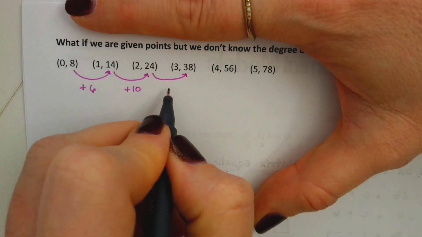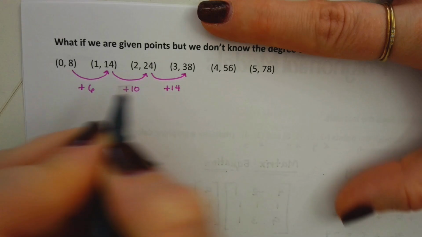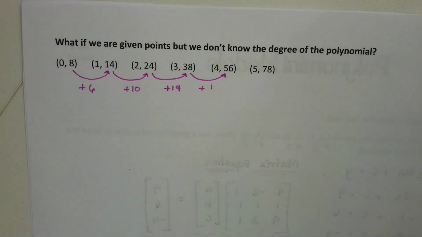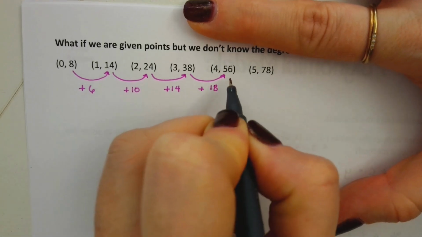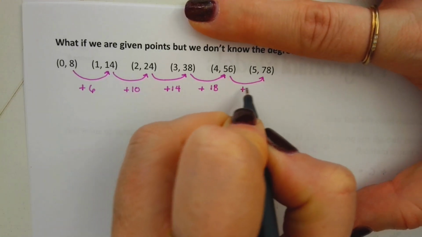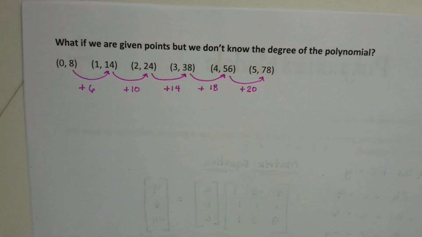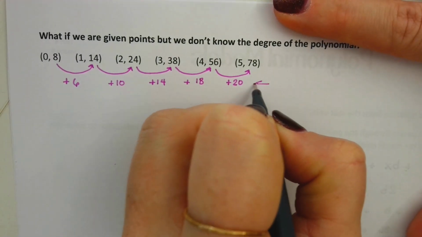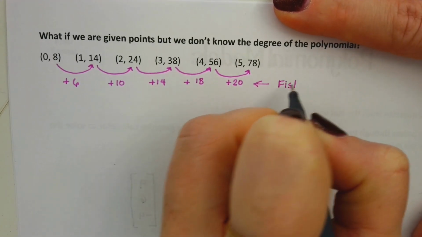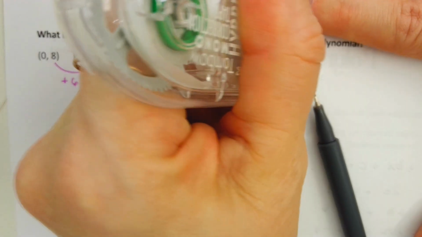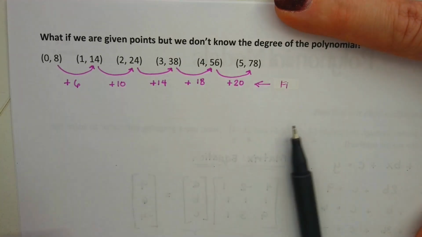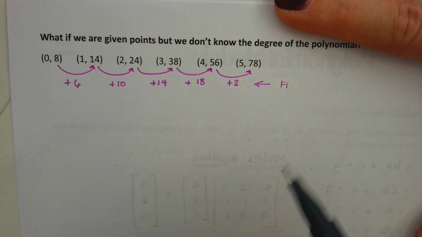This is an increase of 14. This one goes up by, what is it? 56 minus 38? Yes, 18. And then this one goes up by, okay, these numbers right here are what are called the first differences. I'm going to point to that. These are called the first differences. Oh, 22. Thank you. Sorry, that should be 22.